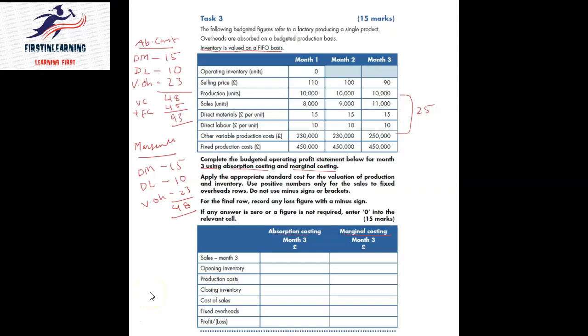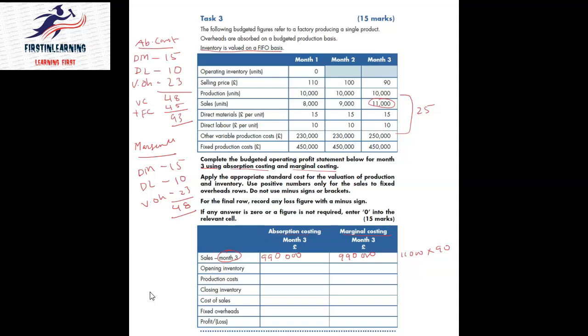So let's calculate the sales for the month of 3. So we can see for the month of 3 we sell 11,000 units. So we can say 11,000 times per unit is 90 pound. So 11,000 times 90, that will give us 990. And remember the sales is same for both marginal and the absorption, because there will be difference on the cost because of the fixed cost, but the sales will be same whatever method you use, absorption or marginal, both will be same.